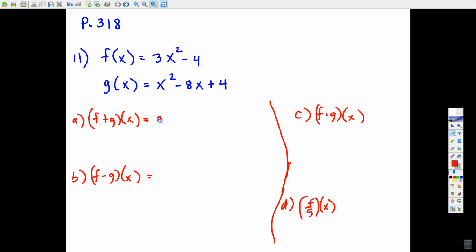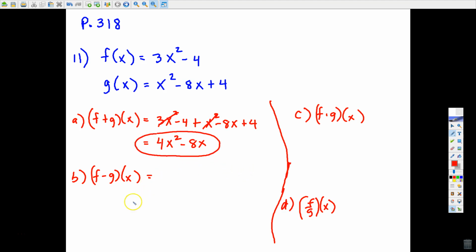So the f function is 3x squared minus 4. And I'm going to add to that the g function, which is x squared minus 8x plus 4. And then you just combine like terms, and 3 plus 1x squared is 4x squared. And there are no other linear terms besides this one, so minus 8x. And negative 4 plus 4 makes 0. So f plus g of x will be 4x squared minus 8x.